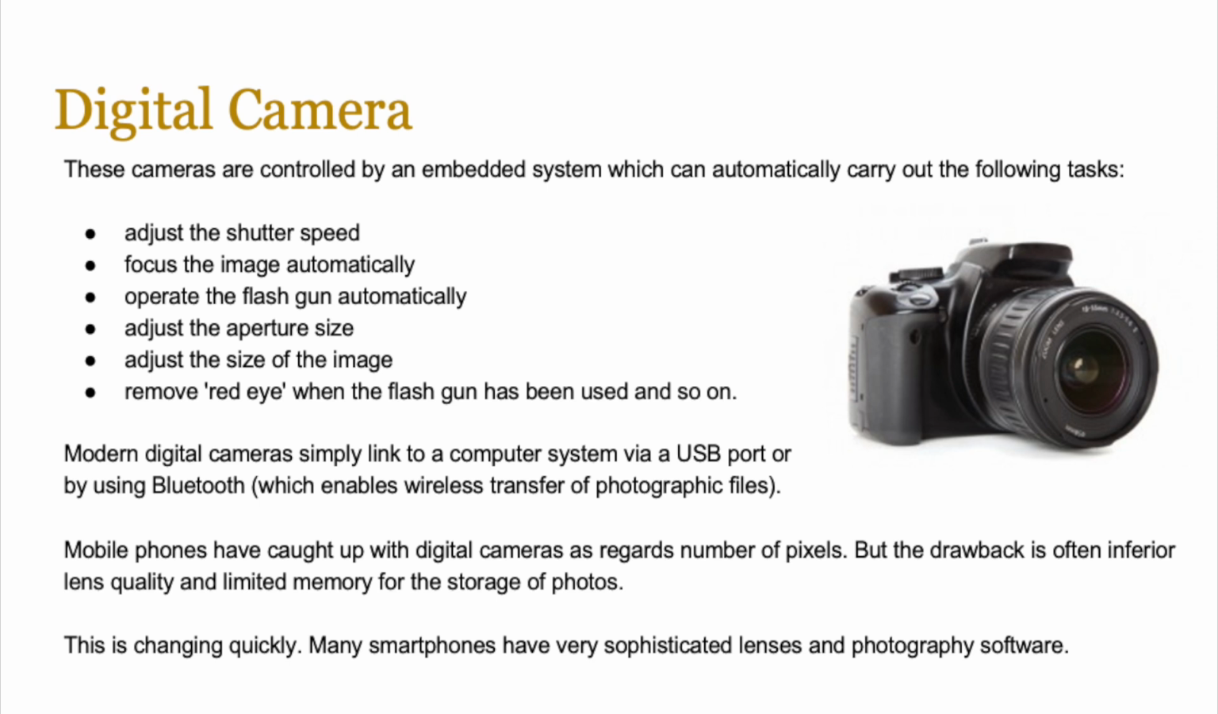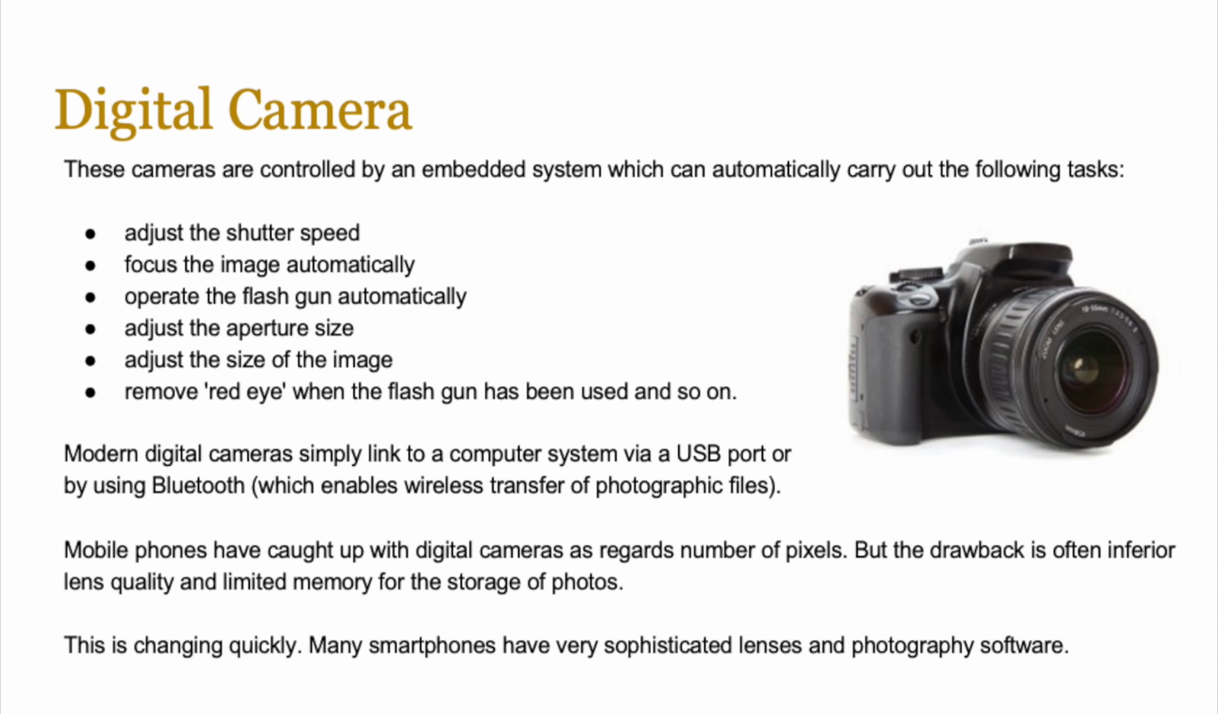Now, these types of cameras are controlled by an embedded system which can automatically carry out the following tasks. For example, embedded systems allow the adjustment of the shutter speed, they focus the image automatically, they operate the flash if there is one built in, or they allow control of an external one. They adjust the aperture size, so the hole through which light passes can be altered. They allow adjustment to the size of the image. They might have features like removing red eye, or more and more cameras have AI-based elements which allow changing the light level and the exposure level of a particular image.